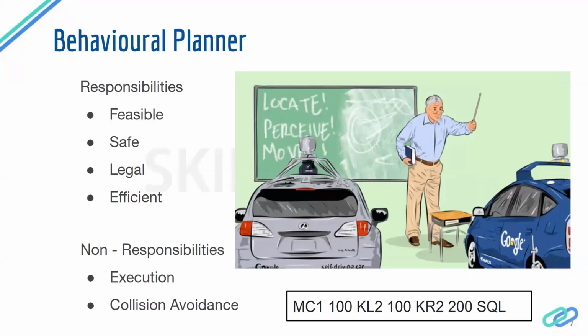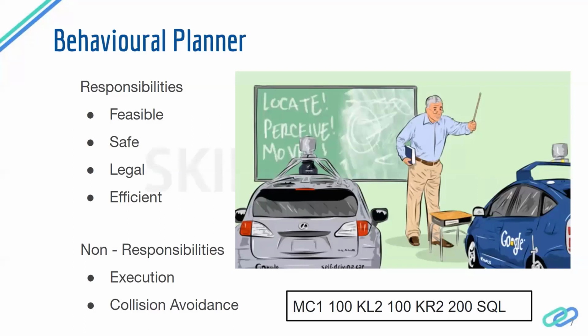Something like this. And what are not the responsibilities of the behavioral layer? One is the execution. It only suggests what to do, but it does not execute those suggestions. The next one is collision avoidance. Avoiding obstacles or other things on the road is the job of the trajectory planner, which we will look into in the next layer.